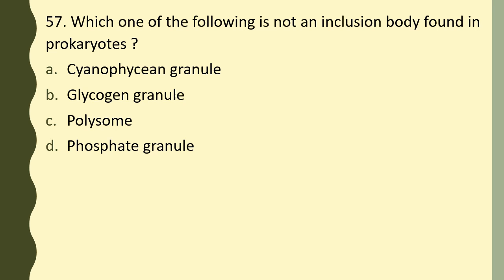Question number 57. Which one of the following is not an inclusion body found in prokaryotes? Cyanophycean granule, glycogen granule, polysome, phosphate granule. Correct answer is option C, polysome.